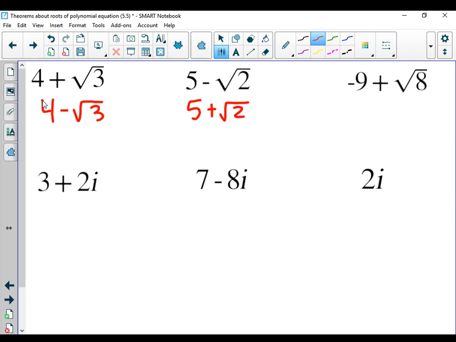Okay. Thank you. Yes, the only sign that changes is the sign in the middle. Leave the other one alone. Okay, what about down below? Okay. 3 minus 2i. Next one.